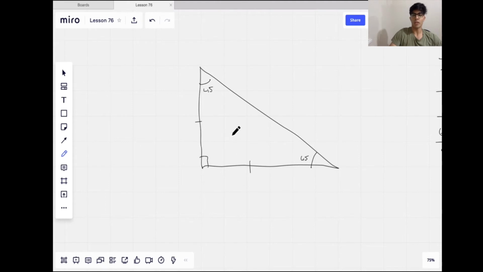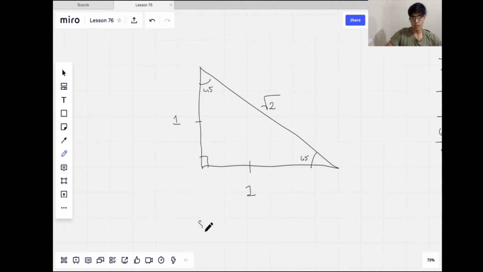Since we're only interested in the ratio, we can give each side any length. It really doesn't matter. So what we do for convenience's sake is label one of these sides 1. So this is 1, this is 1 as well. By Pythagoras, a squared plus b squared equals c squared, this hypotenuse will be root of 1 squared plus 1 squared, which is root 2.